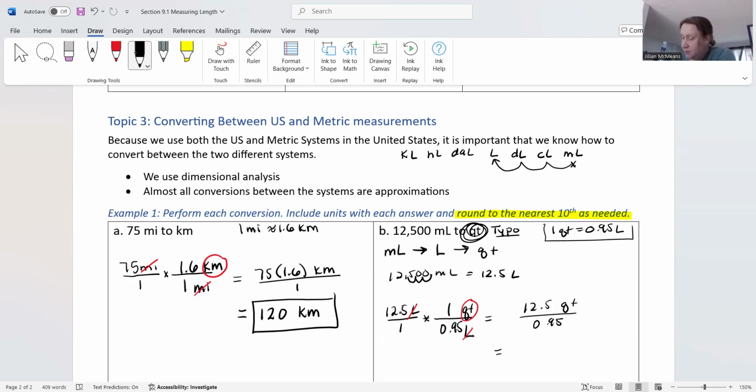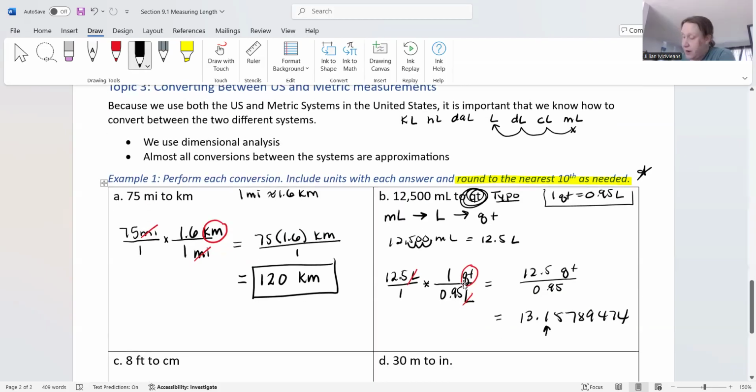And we end up getting kind of a mess. So we get 13.157899474. But our directions said round to the nearest tenth as needed. So remember, the tenths place is 1 digit after the decimal. So we want to round right here. Okay, so that 1 is in the tenths place. Directly to the right of that, we have a 5, which tells me to round up. That means I want to add 1 to my rounding digit, making it a 2, and then we drop everything after that off.